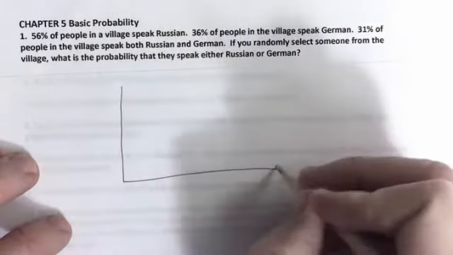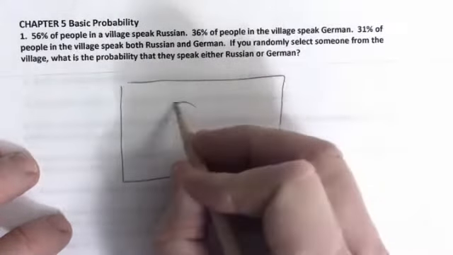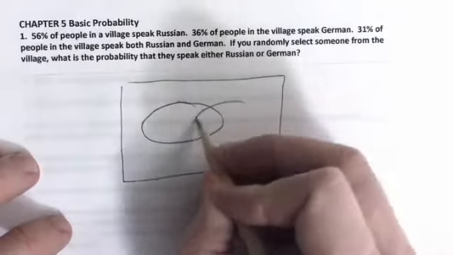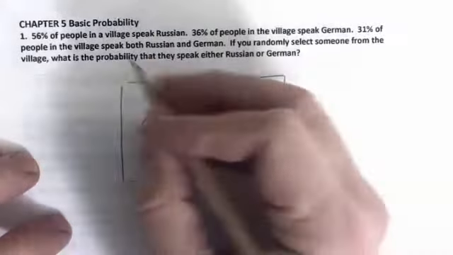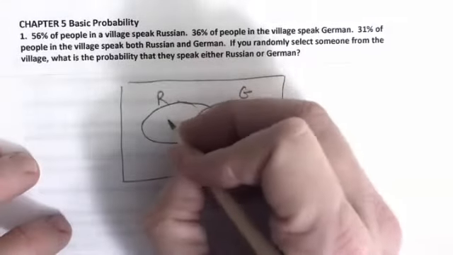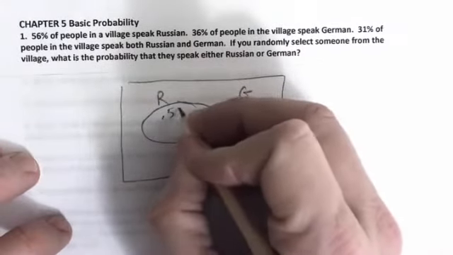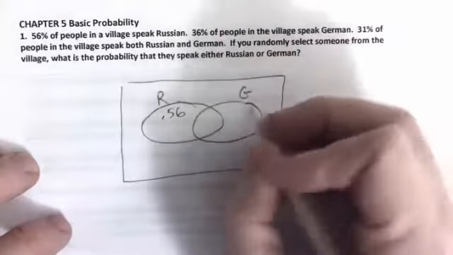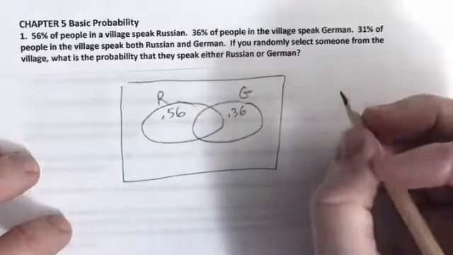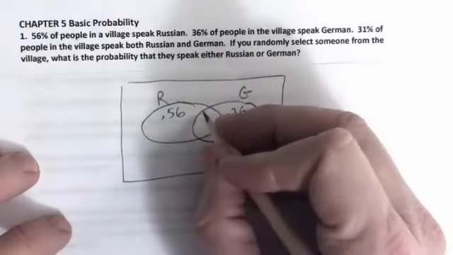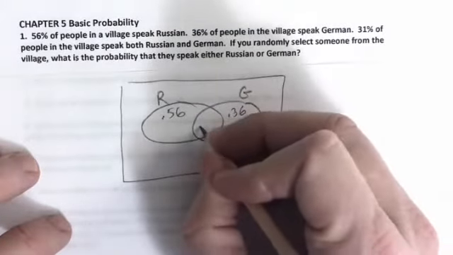So make a Venn diagram. We'll make one circle representing Russian, another circle representing German. I'll say R for Russian, G for German. We have 56% speak Russian, so I'll put 0.56 at the top of that circle, and then 0.36 at the top of the circle for German, and then 31% for both. That's this football shaped region, the overlap, 0.31.